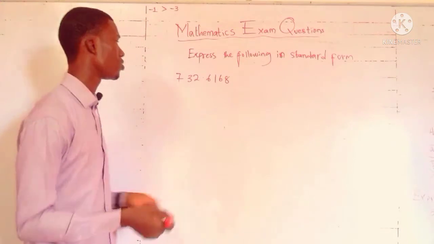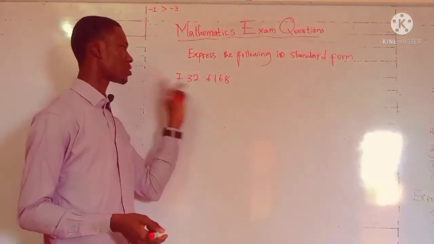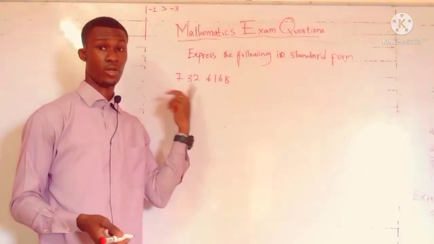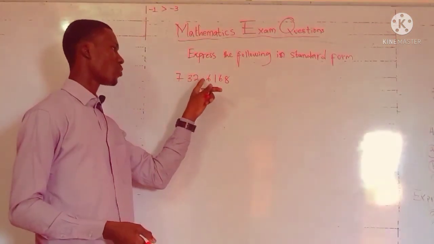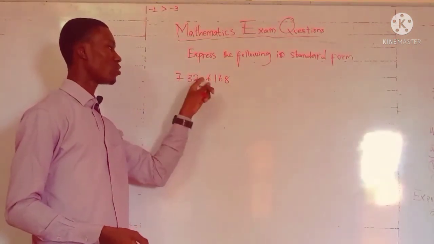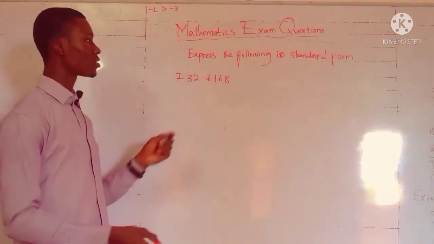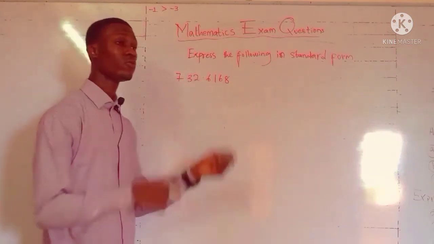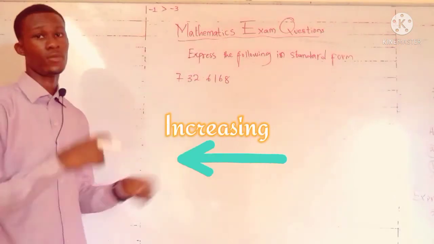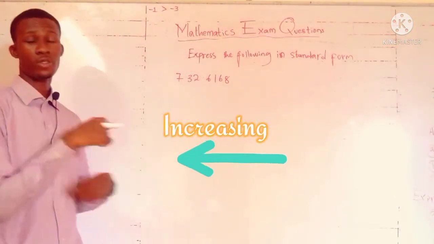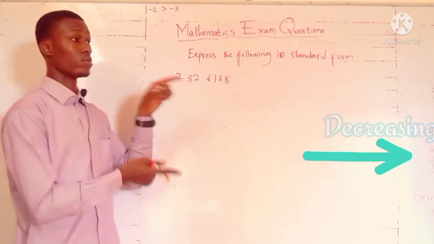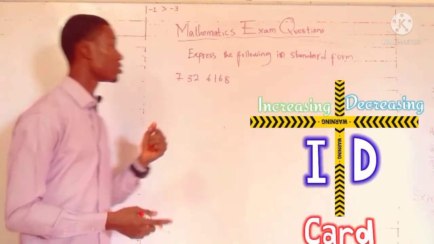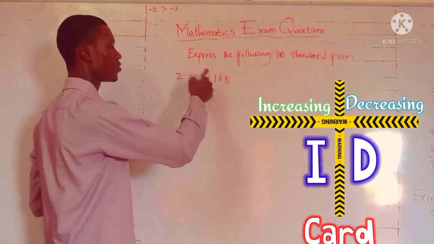So what are we going to do over here? We are to express this in standard form. That means this is ordinary form, right? So how do we go about this? This is where our decimal point is. You can see that this is a decimal number. We shouldn't forget that whenever we are moving in this direction, we are increasing, and when we are moving in this direction, we are decreasing, just like the image you're seeing on the screen for reminder purposes. So we are going to move this way.